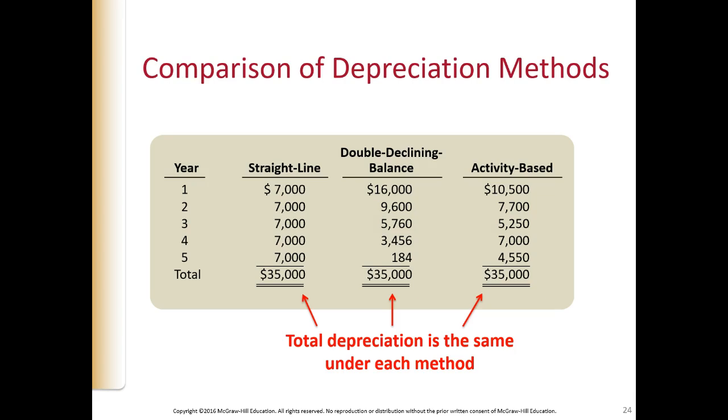Comparing the three methods. This is what I just said. It doesn't matter which method you use, straight line, double declining balance, or the activity-based, the total depreciation is the same. It depends on whether you want the same depreciation each year, straight line, or have more depreciation earlier than later, double declining balance, or it can be sort of a combination. You can have more depreciation one year, less, then back more again. This is based on activity. But again, you never have more total depreciation under any of these methods compared to the others.